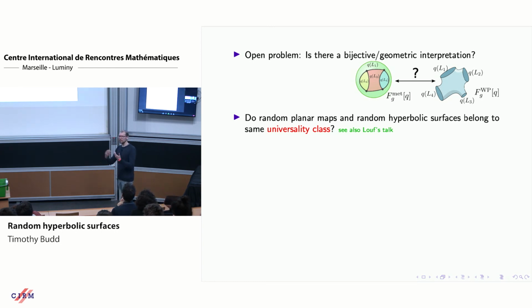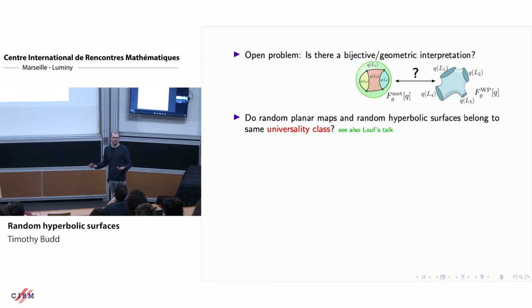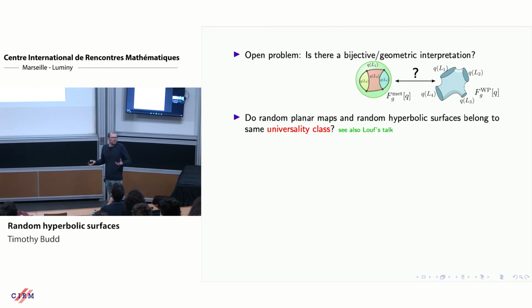Even without having a bijective relation, one can ask the question, well, are at least these different families of objects in some sense in the same universality class? We already know that in the large genus regime, by Baptiste's results, that it seemed to be the case. In this talk, I will focus on the low genus regime.